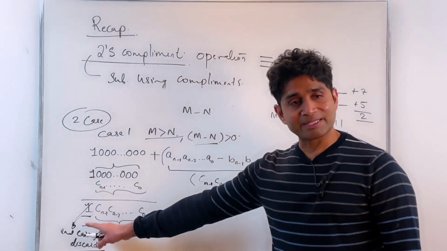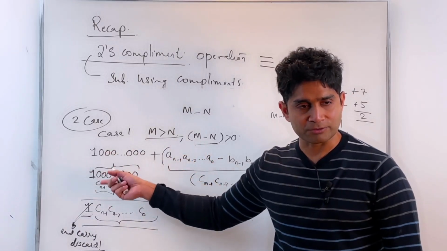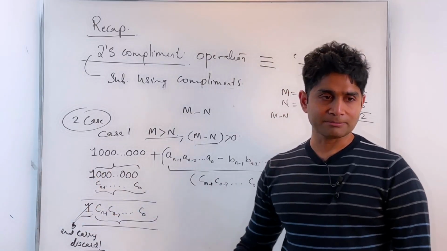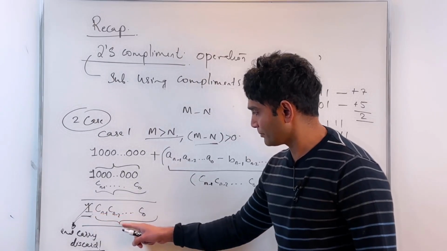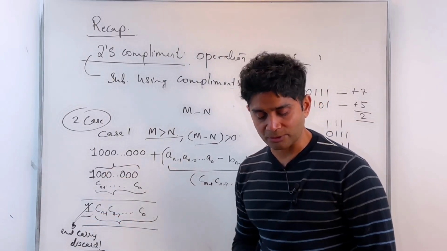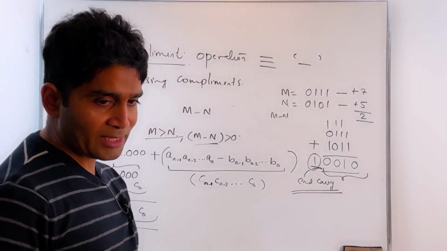So you'll always have an end carry when my m minus n operation is positive or larger than 0. You discard the carry, and whatever answer you get in n bits, that's your answer. So it works all the time for m larger than n.